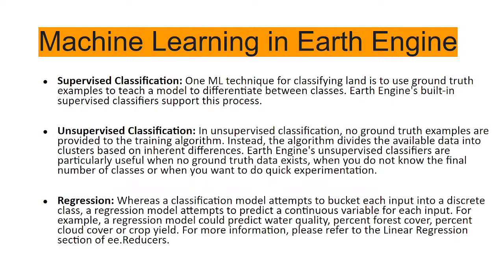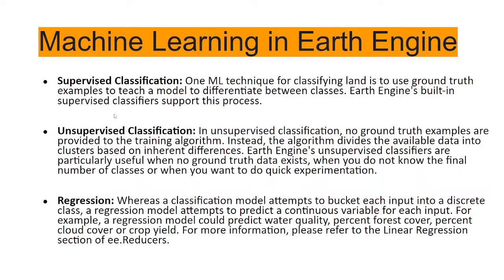One is supervised classification, another unsupervised classification, and the third regression. First, I will show you supervised and unsupervised. The regression model is another advanced topic, for regression or prediction such as LST. In the previous class I also showed you about regression, but how we can use regression to predict different things like water quality, forest cover, and so on, we will cover in another advanced online training program. In this online training program, I will show you supervised classification and unsupervised classification.